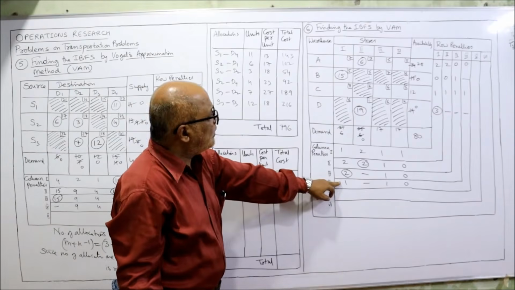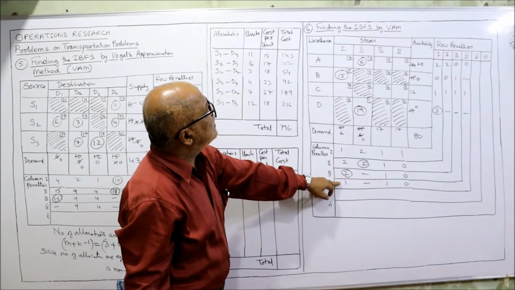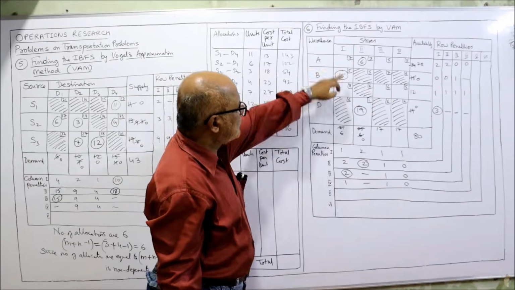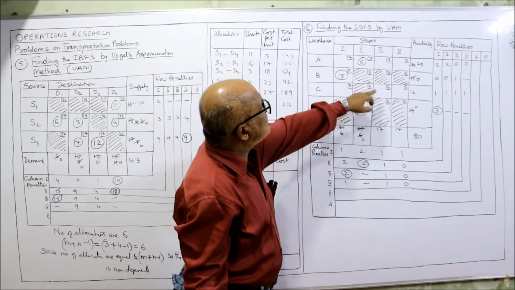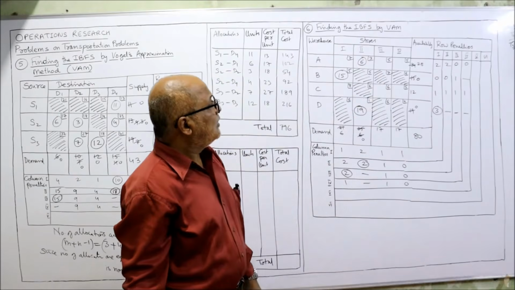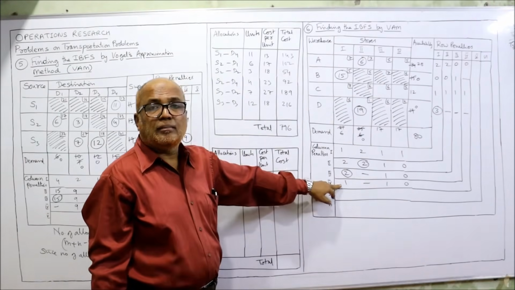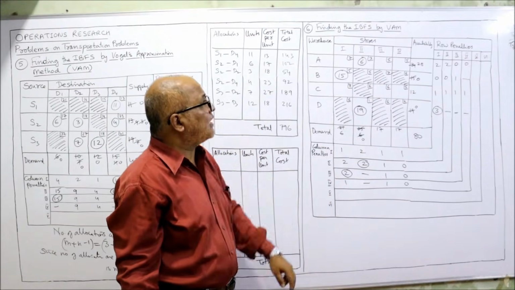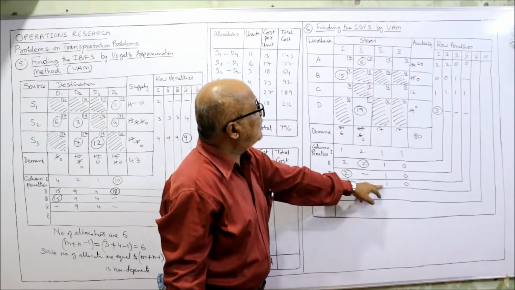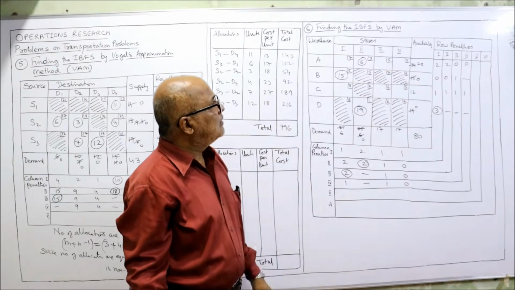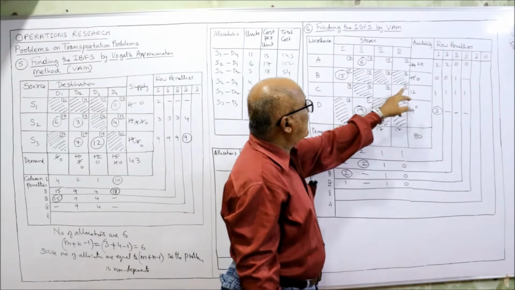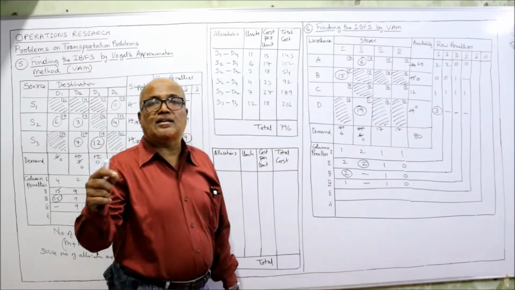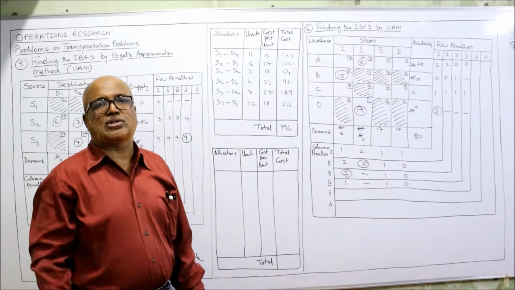If we select this one, what is the lowest cost here? 7 is the lowest cost. If we select this one, what is the lowest cost? 5. So we are not going to select the first one, because 7 cost we are getting. If we select this one, 5 is the cost, right? This 5. And if we select this one, again 5. So there is a tie in cost.